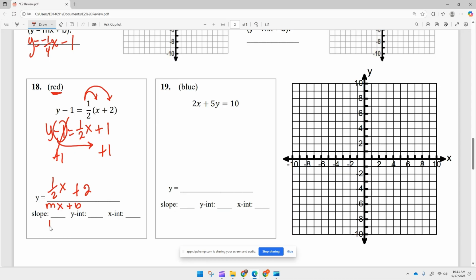We can answer our slope is 1/2. Our y-intercept is 2. We still need to find our x-intercept, which is also our 0. So I'm going to go to positive 2 on our y-axis. And then I'm going to do my slope. So my slope is a rise of 1 and a run of 2. Now, if I keep going that way, I'm not going to hit my x-axis. We want to hit our x-axis so that we find our x-intercept.